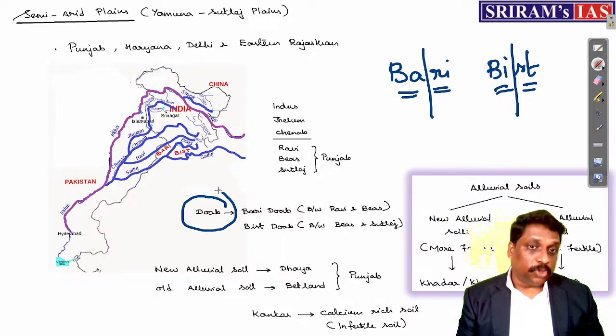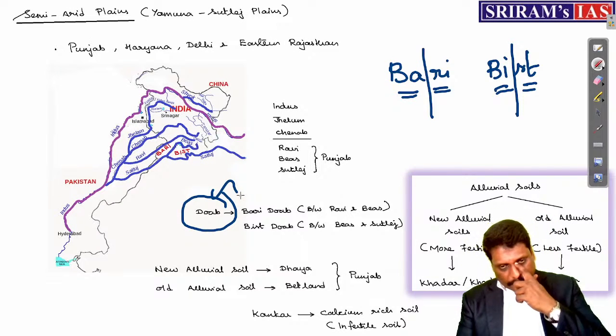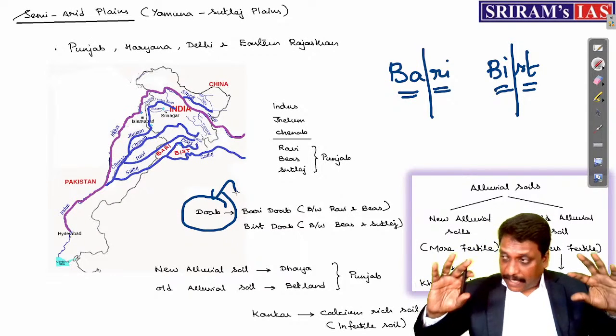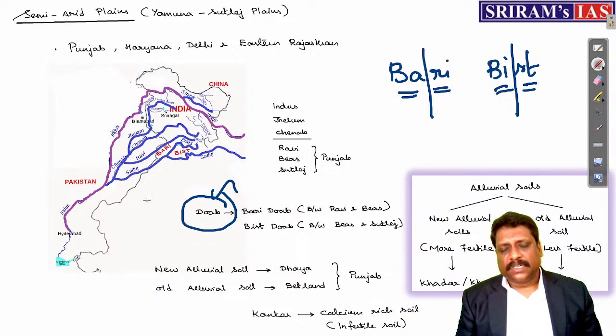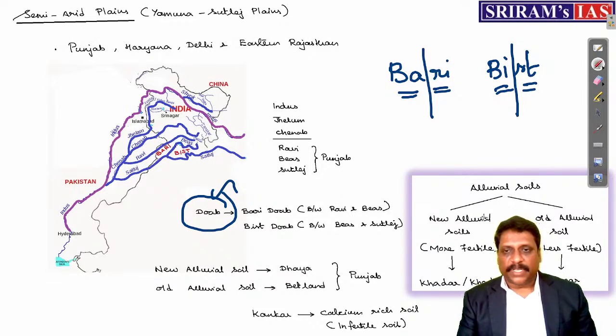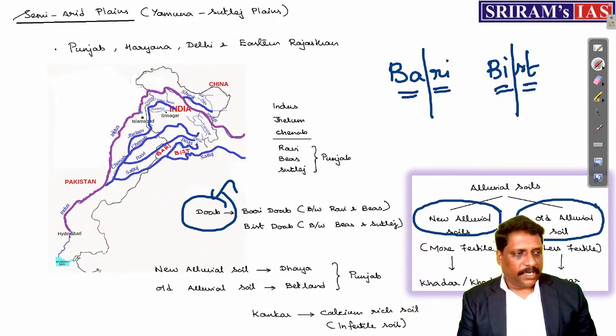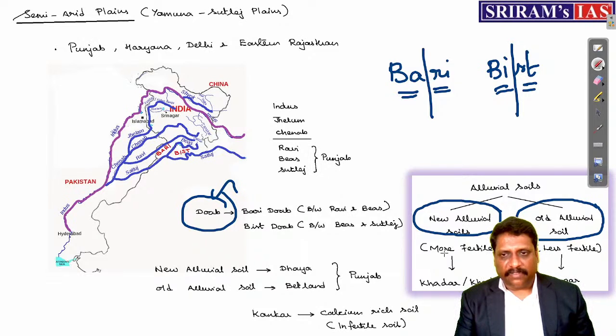Any doab you take, it will be a fertile region because the alluvium will be deposited by both the rivers. Correct. Now, similarly, my dear friends, any alluvial plains you take, I can classify them as new alluvial soil and old alluvial soil, right? And this new alluvial soil, generally they are more fertile.